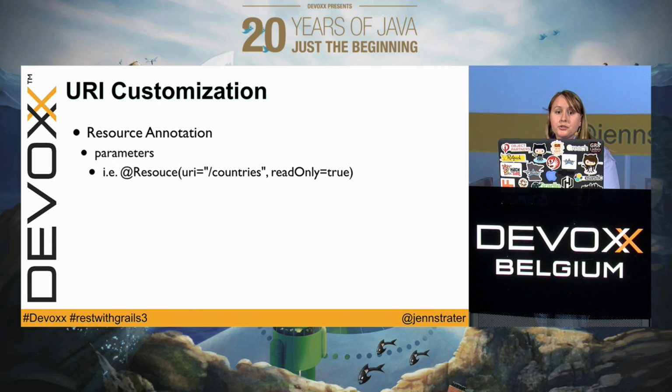In the resource annotation, we can update the URI like I did. I also updated readOnly to be true, because once I load that data initially, I don't want anyone else to update it.